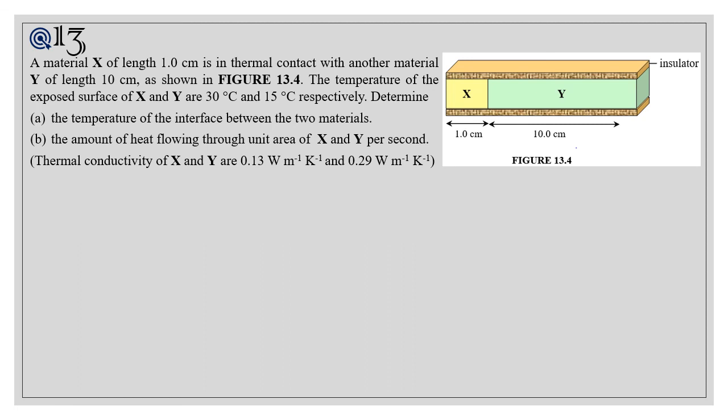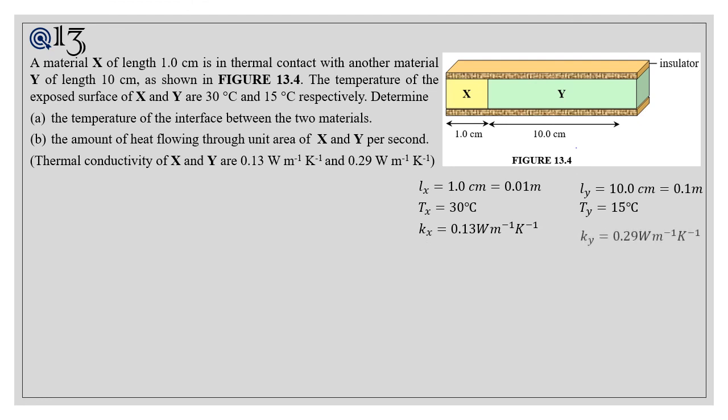Determine the temperature of the interface between the two materials, and the amount of heat flowing through unit area of X and Y per second. Given to us, the thermal conductivity of X and Y are 0.13 watt per meter per Kelvin and 0.29 watt per meter per Kelvin. So what we have to do now is we extract all the data that have been given in the question.